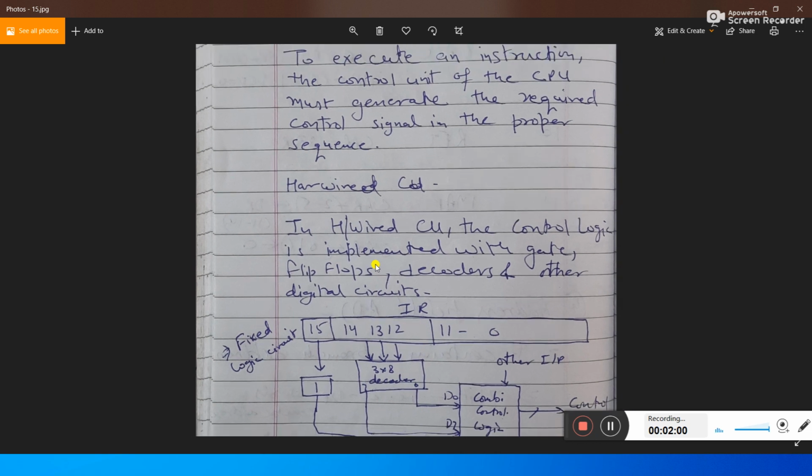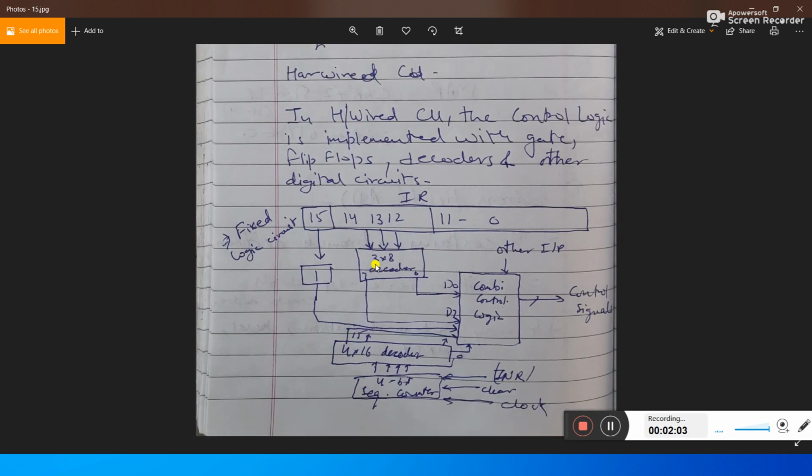So let's see an example of the hardwired control unit. The control logic is implemented with gates, flip-flops, decoders and other digital circuits. So that is a register. It has a fixed logic circuit. How is it a fixed logic circuit?